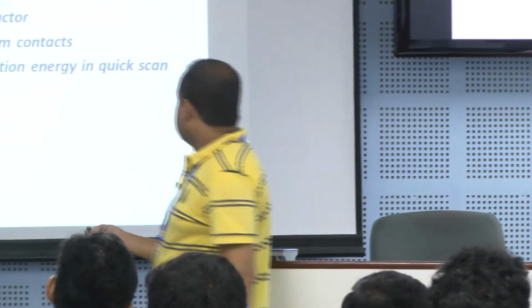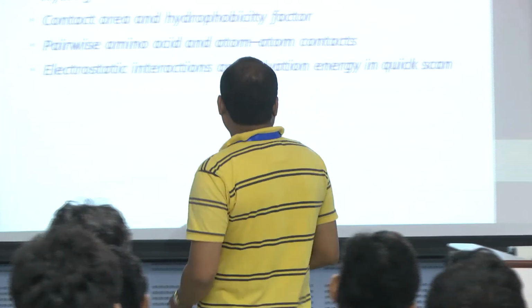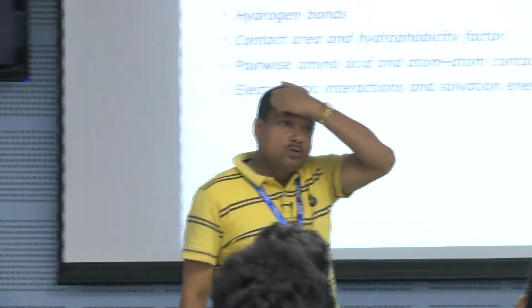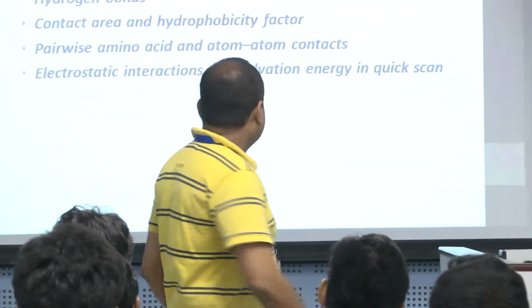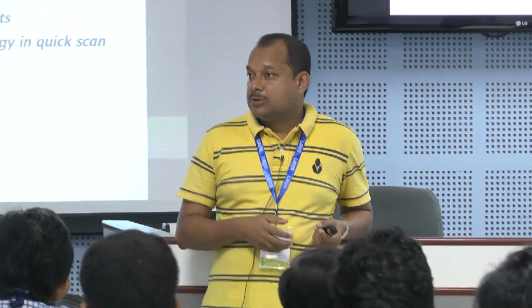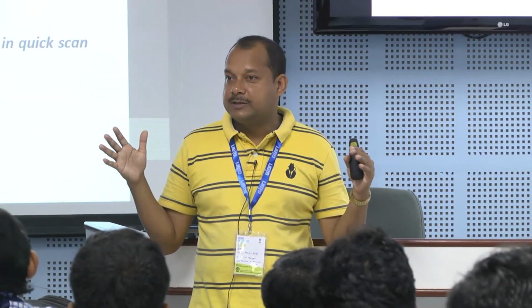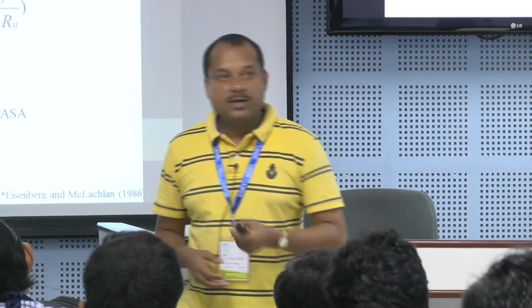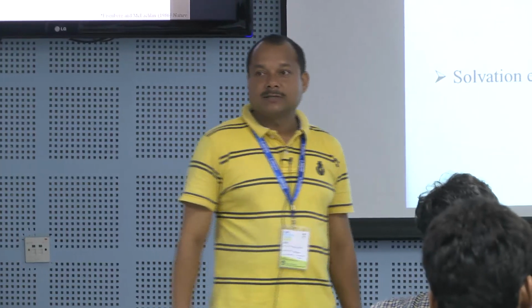Okay. Then pairwise amino acid atom-atom contact, electrostatic interaction which includes the Coulomb interaction. Okay. Along with that, solvation energy is also being considered. So, people have a different set of features, but grossly you have to consider all these. So, here it is a very simplistic model where the first is the interface area, which you can consider as a contact area also.